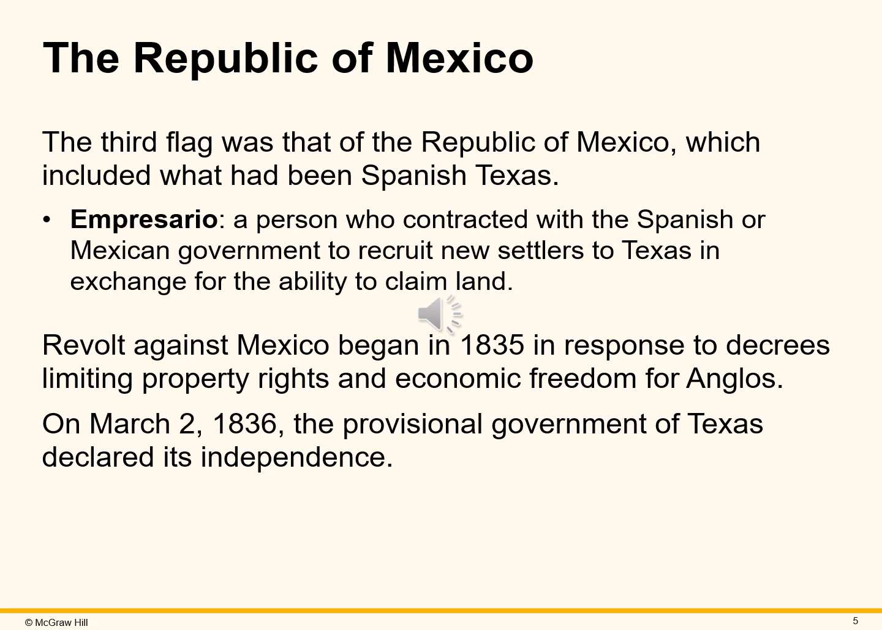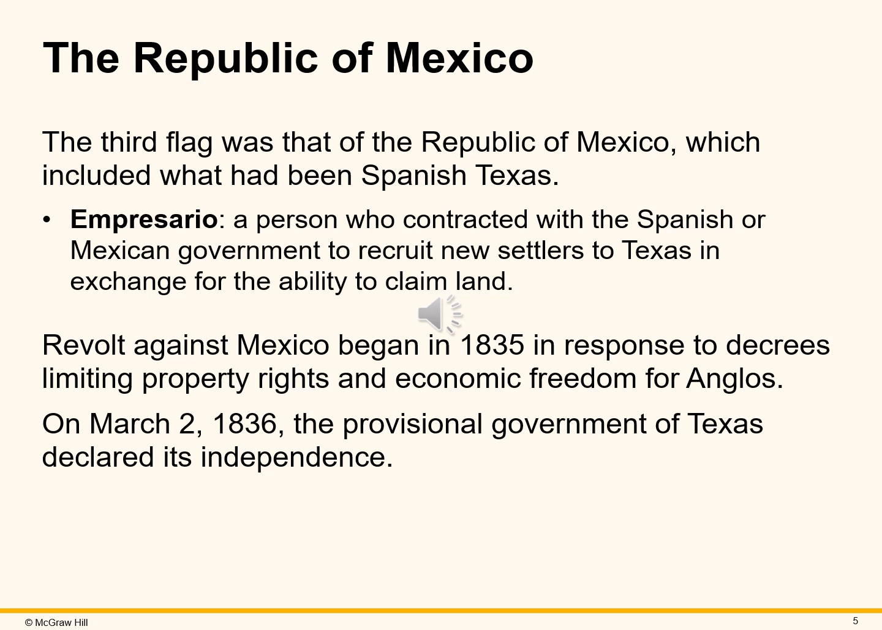The third flag was that of the Republic of Mexico, which included what had been Spanish Texas. The impresario is a person who contracted with the Spanish or Mexican government to recruit new settlers to Texas in exchange for the ability to claim land.